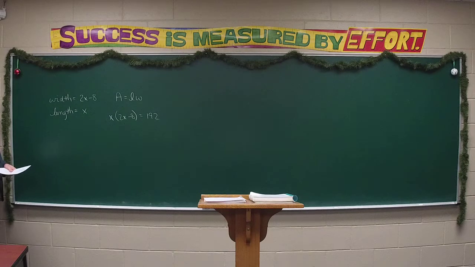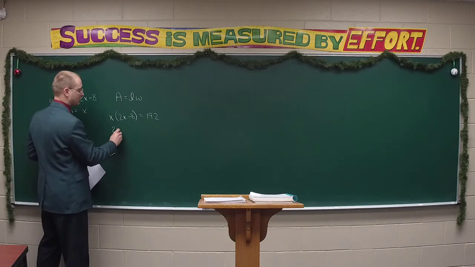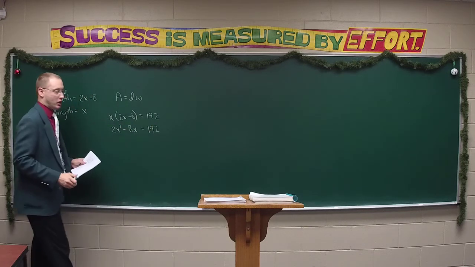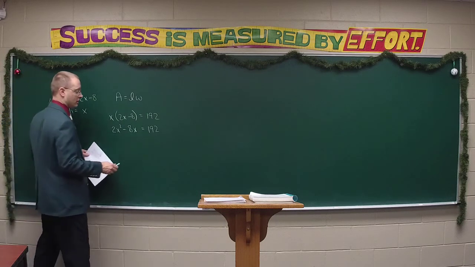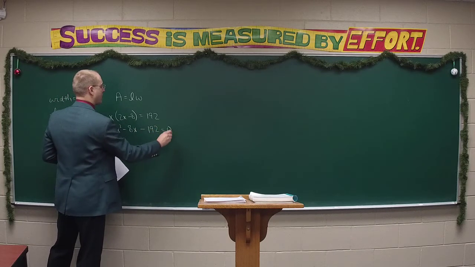So let me have back row people help me with this. Now that we have the correct equation, what should we do, Abby? Distribute the x. To get? 2x squared minus 8x equals 192. What next, Audrey? Move the 192 over. To get? Negative 192. And that way it's set equal to 0.